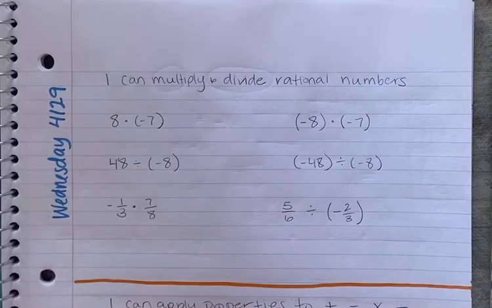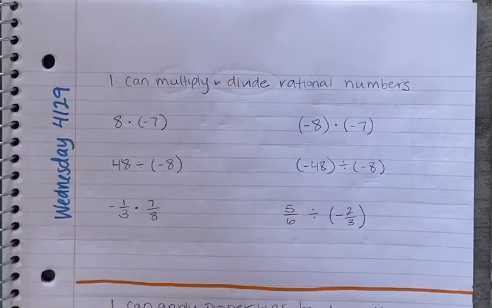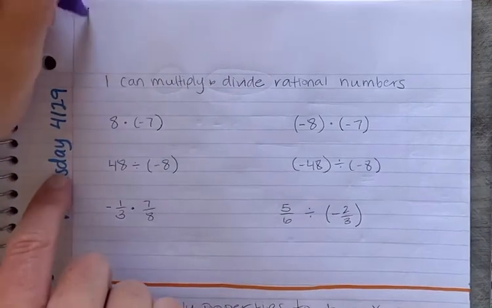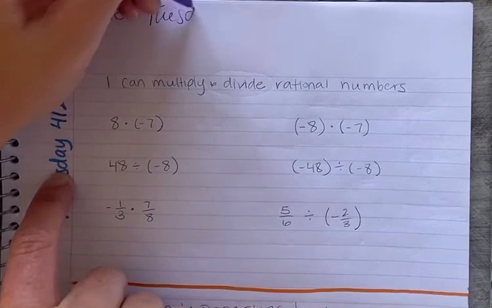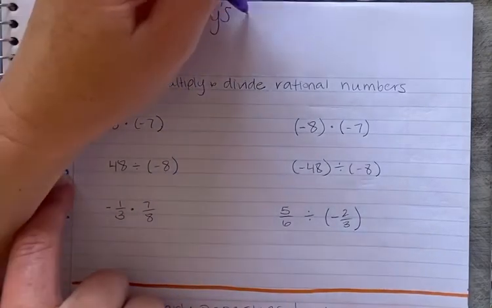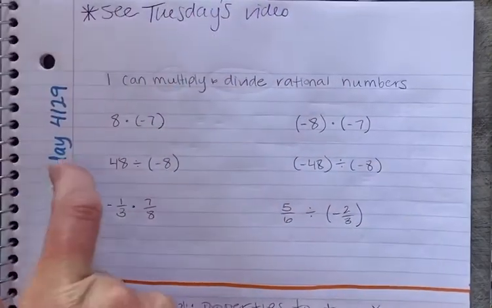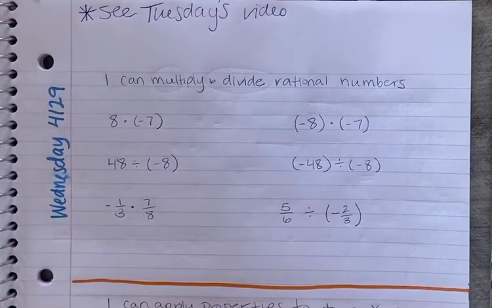Here we are in Wednesday's lesson. Wednesday's lesson is about multiplying and dividing rational numbers, which we've already done a lot of. For this lesson, I want you to see Tuesday's video, because with multiplication and division, we have that rule.